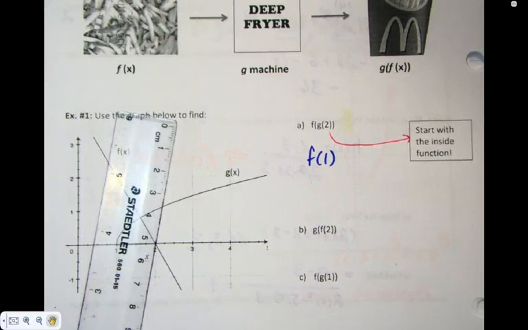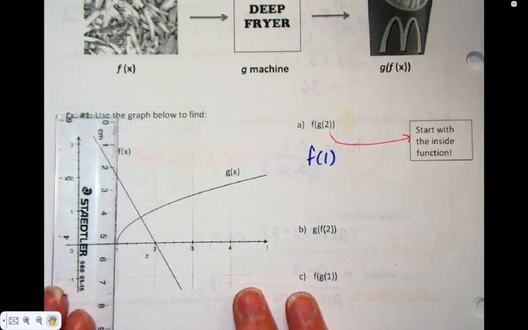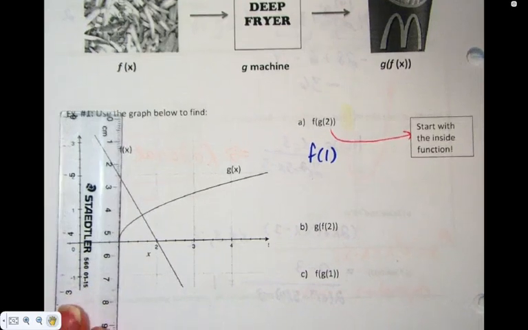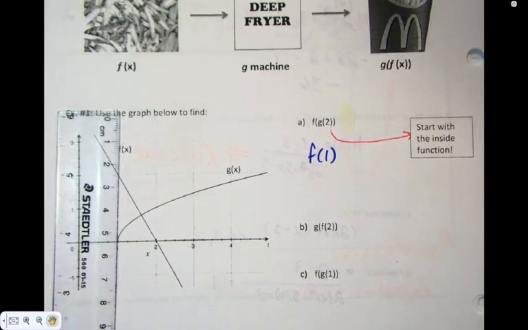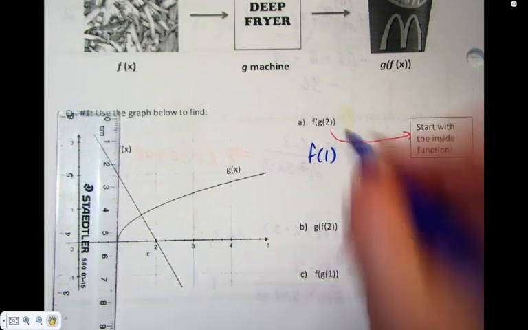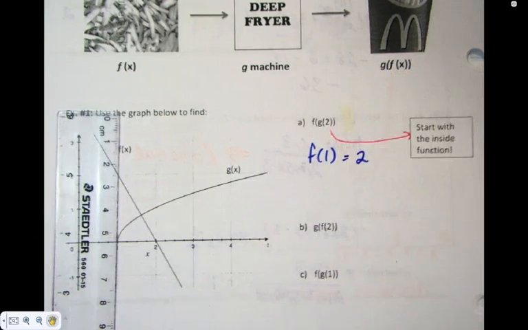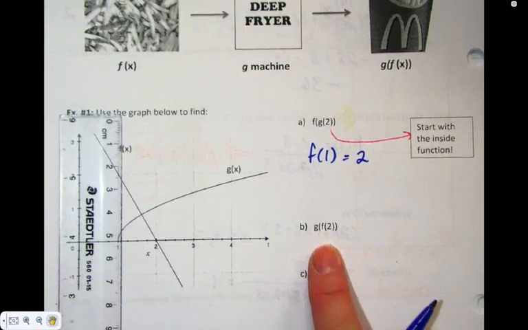Now I'm going to go to the outside function, which I go where x equals 1. I take the function, and I say what the y value is. f of 1 is 2. That's a composition of functions. That's it. It's just a function within a function. Well, the order matters, so I can do it backwards.